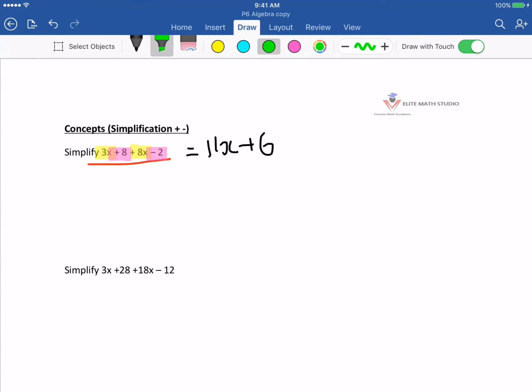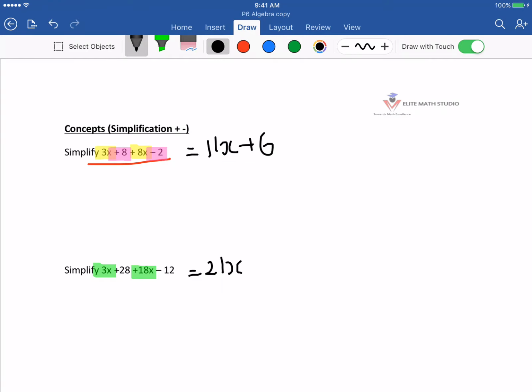Same thing, let's read the question. 3x plus 28 plus 18x minus 12. So the first step is actually to group all the x up together. So it's actually 3x plus 18x. What's 3x plus 18x? 3x plus 18x actually equals 21x.